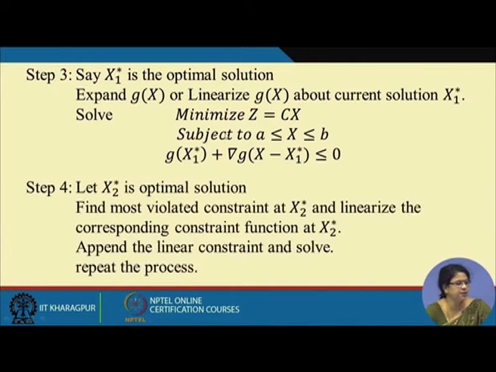Once we get the optimal solution x2 star, again we will expand g with respect to that point. Then we will again find the optimal solution. We will add this linear constraint to the previous problem and solve it again and again. That means we are putting different cutting planes within the feasible space. In this way, we will see the process stops somewhere.